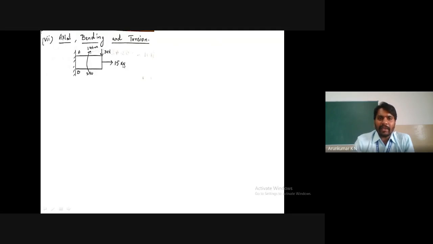The x-axis stress, that is direct stress due to the axial load, and due to this transverse load, bending stress at point A and B. So add direct stress and bending stress at point A will give the sigma x at point A. Add direct stress and bending stress at point B will give sigma x at point B. So by using this load, calculate tau of xy. Clear?